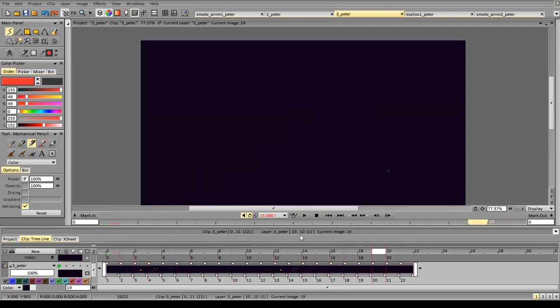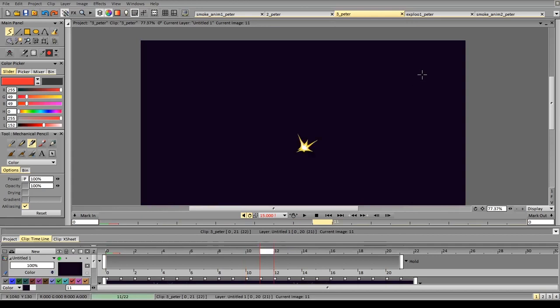And I would probably add just a little bit more motion to this particle. So it was here and then it stops in one place. So I would probably add just a little bit more motion.